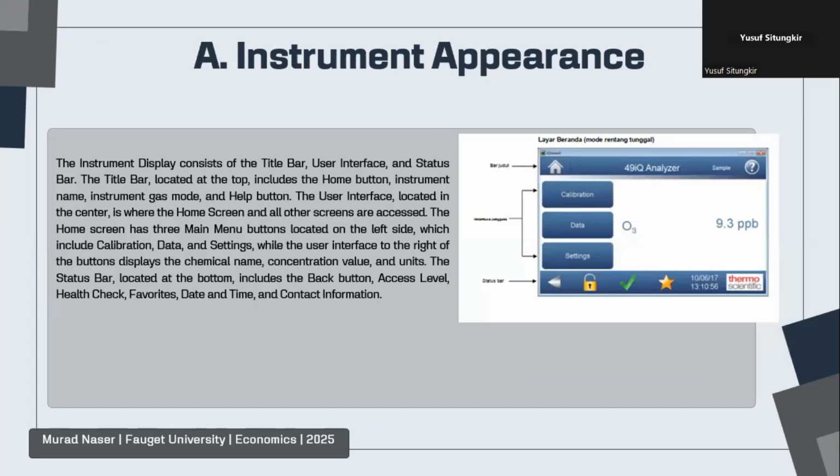Instrument appearance: the instrument display consists of the title bar located at the top, which includes the instrument name, instrument gas mode, and help button.